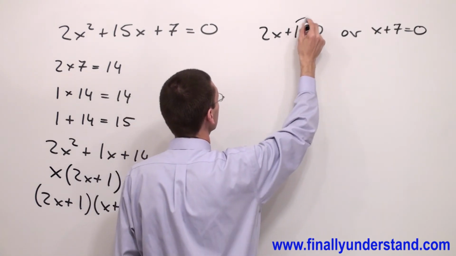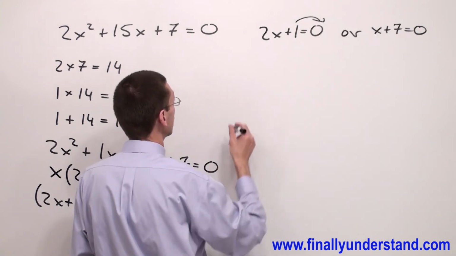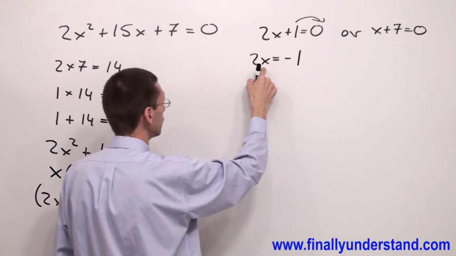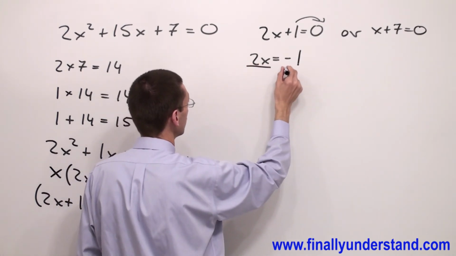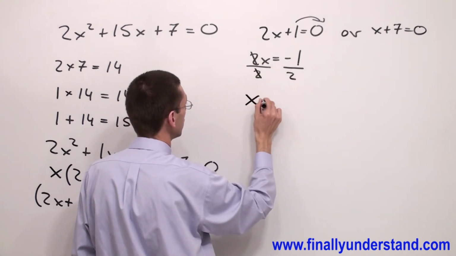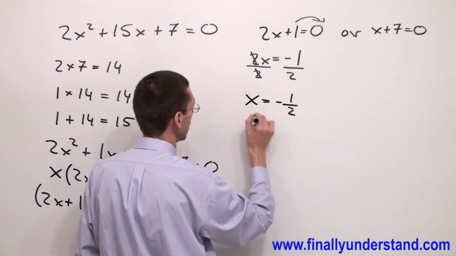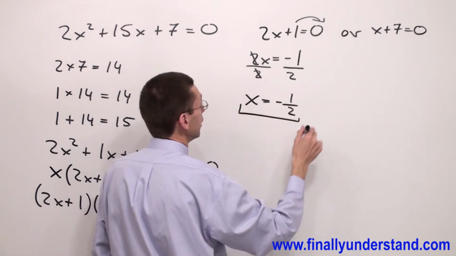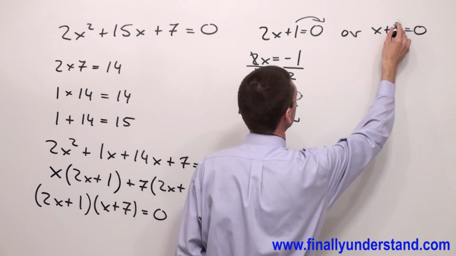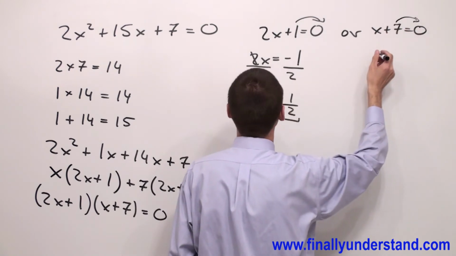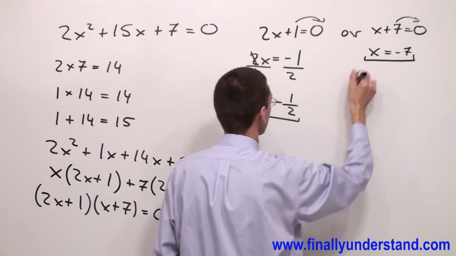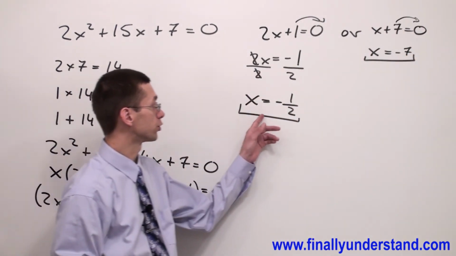So over here, I'm going to move 1 to the right side, and I have 2x equals negative 1. In order to find the value of x, I have to divide both sides of the equation by 2. 2 and 2 will cancel out, and I have x equals negative 1/2. Let's take a look at this equation. In order to find the value of x, I have to move this 7 to the other side, and I'm going to have x equals negative 7.